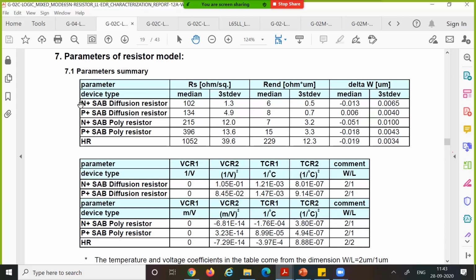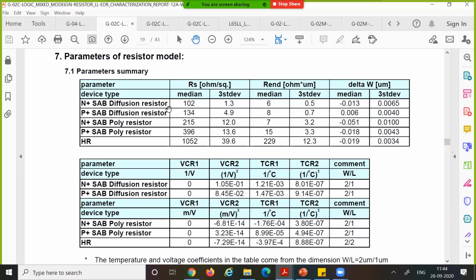Now this is the N plus diffusion resistor, P plus diffusion resistor. You can see that the ohm per square median value is 102, with a certain standard deviation. As I mentioned, nothing is perfect. There is variation in the way in which you diffuse things also. The dopant concentration and the depth of diffusion will all have some variation, which is measured in terms of standard deviation. As we saw earlier, they would have measured some 70 dies, 100 dies, whatever it is, and computed the median.